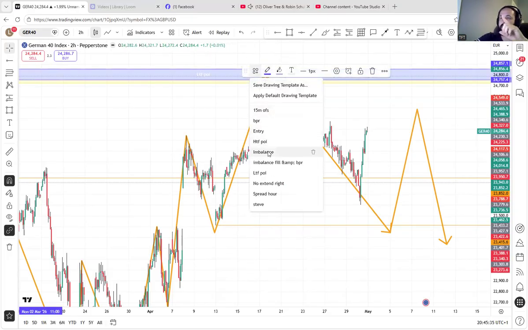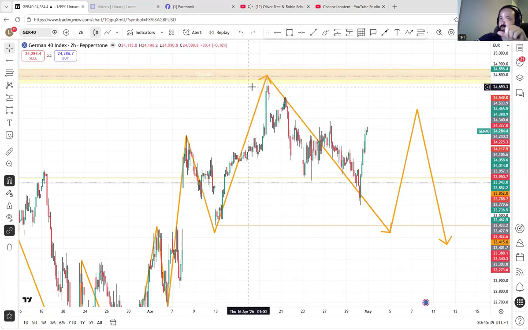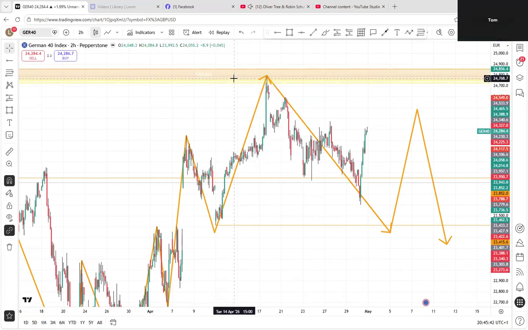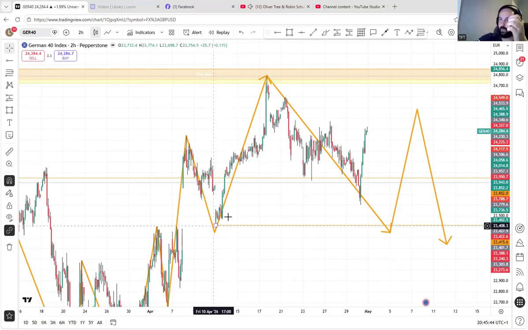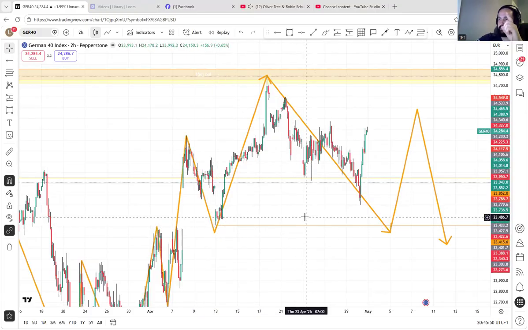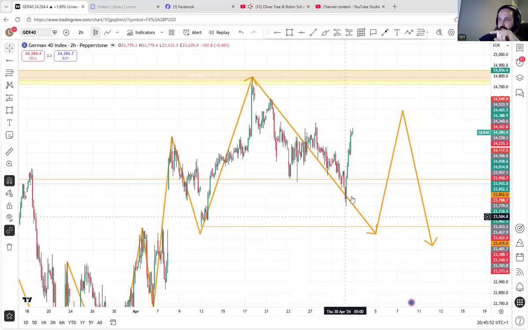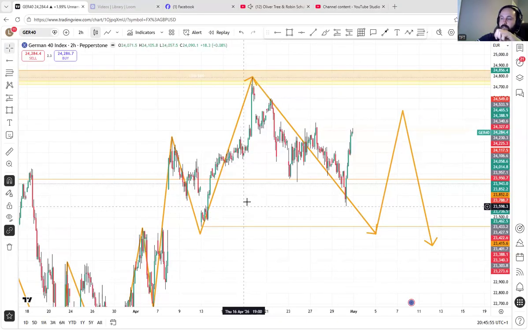So it's tapped my point of interest, but I haven't got in yet. I was confident it was a good POI, but I'm still waiting. And it all depends on whether it closes below this orange line here. If it doesn't, we might have seen the move, or we might still see another move.